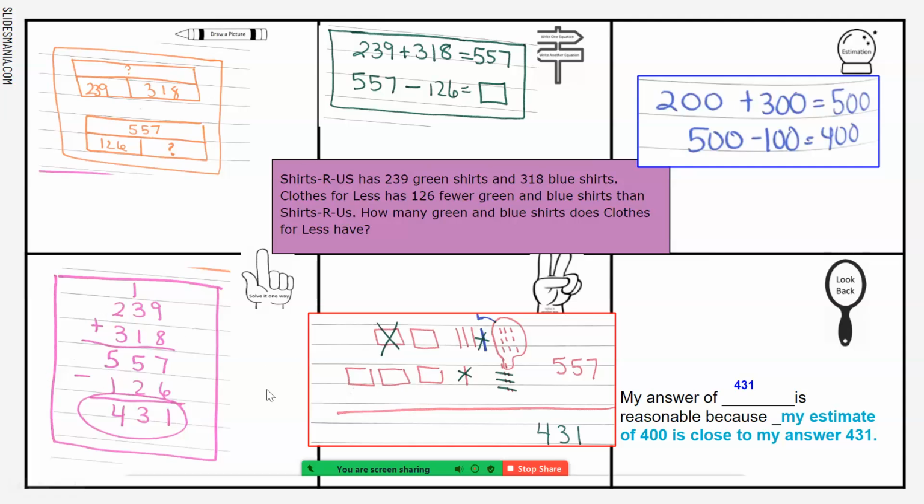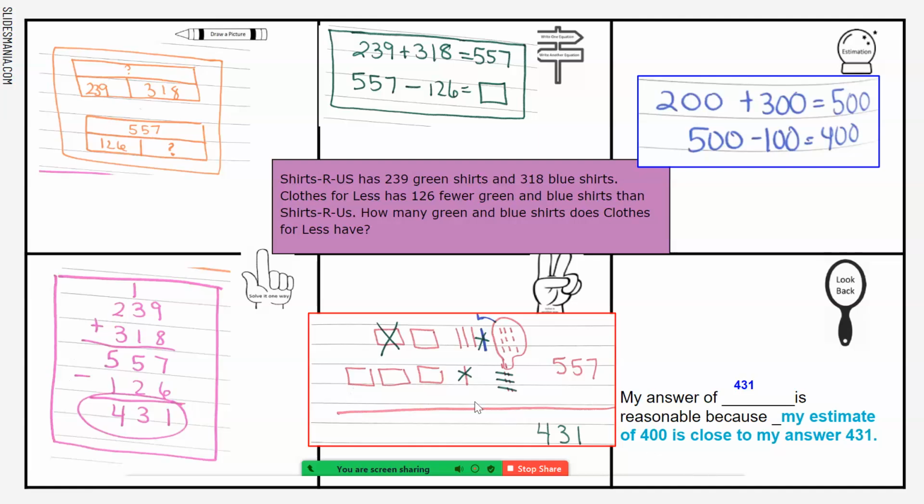And then down here, we can use two different ways to solve. So I solved it the first way just using the standard algorithm. I added the first two together because that will show me how many green and blue shirts they have at Shirts R Us. And then I'm going to take away the 126 fewer green and blue shirts from Shirts R Us. And that gives me 431 blue and green shirts at Clothes for Less. Hey, wait a minute, 431, that's close to my estimate of 400. So that means my answer is reasonable.